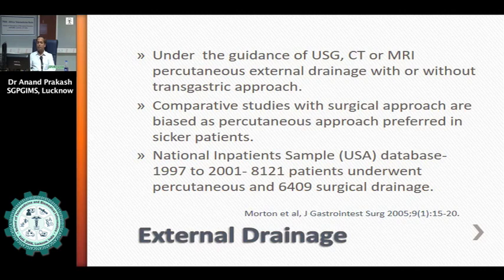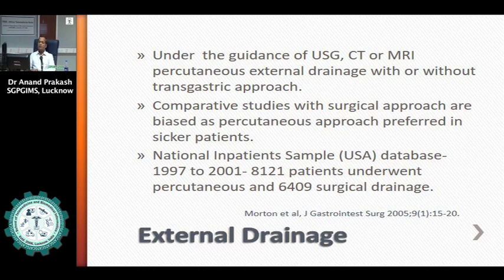Now, we have two types. One is the transcutaneous external drainage, and second is percutaneous transgastric internal drainage. I'll deal with them one by one. Now, what is external drainage? Under the guidance of ultrasound, CT scan or MRI, percutaneous external drainage with or without transgastric approach is being performed.